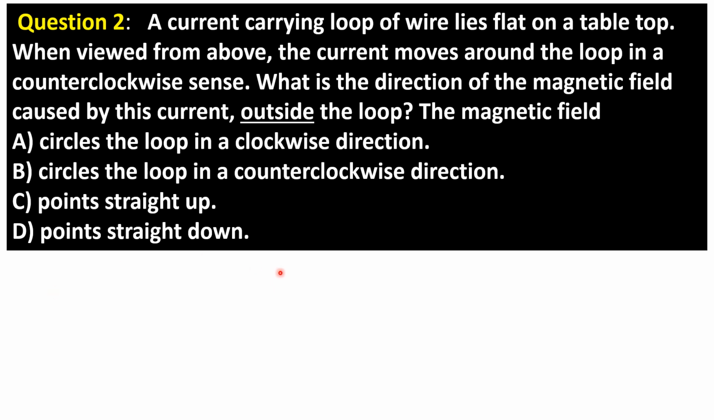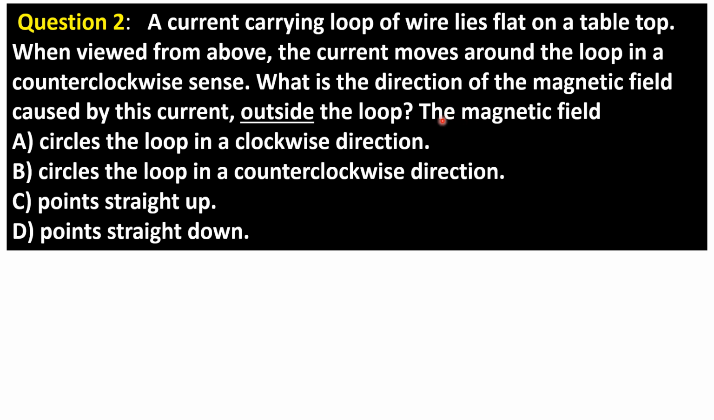Question number 2. A current carrying loop of wire lies flat on a tabletop. When viewed from above, the current moves around the loop in a counterclockwise sense. What is the direction of the magnetic field caused by this current outside the loop? Take note of the word outside the loop. All right. Here are our choices.